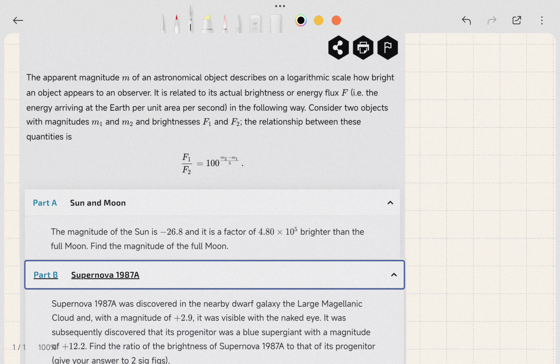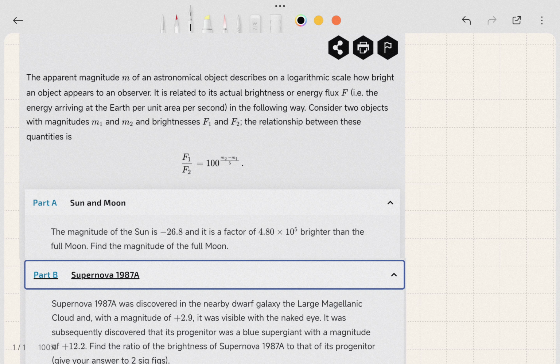The question states the apparent magnitude m of an astronomical object describes on a logarithmic scale how bright an object appears to an observer. It is related to its actual brightness or energy flux F, i.e., the energy arriving at the Earth per unit area per second, in the following way. Consider two objects with magnitudes m1 and m2, and brightness f1 and f2, and the relationship is quantified as the following.